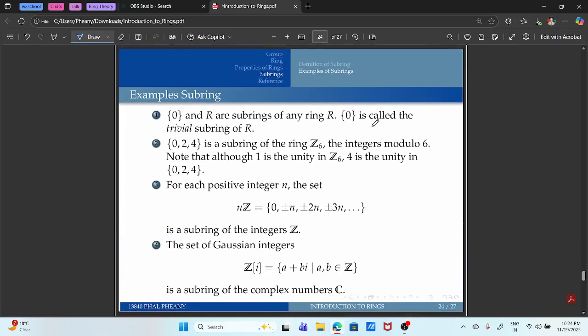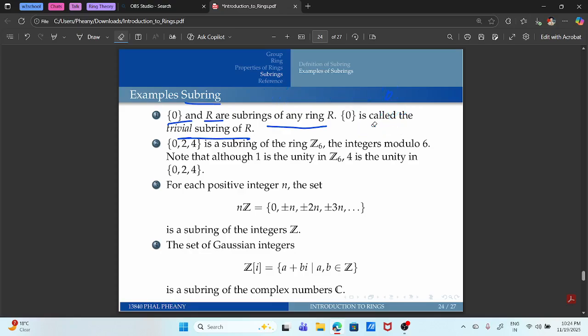So we move to the examples of subring. The first example is the trivial subring, and the zero subring of O is {0}. {0} contains only one element, so we use the subring test. So 0 minus 0 equals 0 belongs to {0} itself, and 0 times 0 equals 0 also belongs to {0}. So we can say {0} is a subring of O.